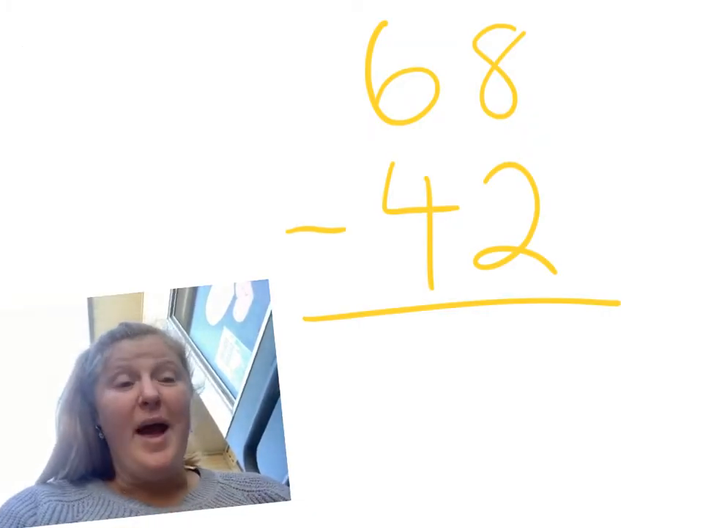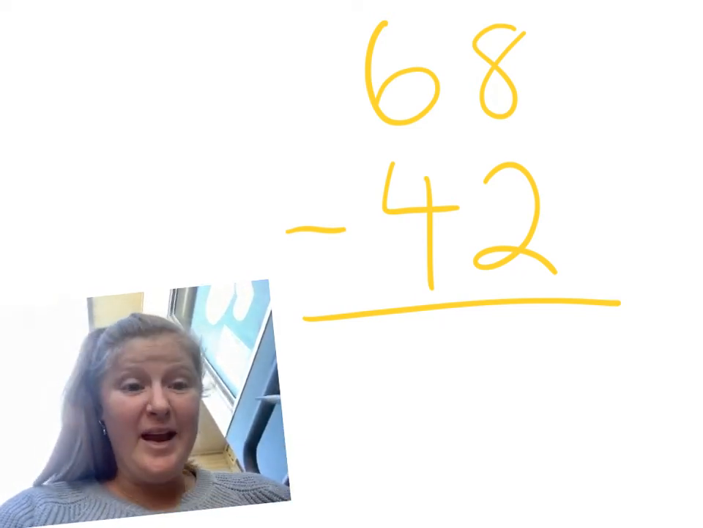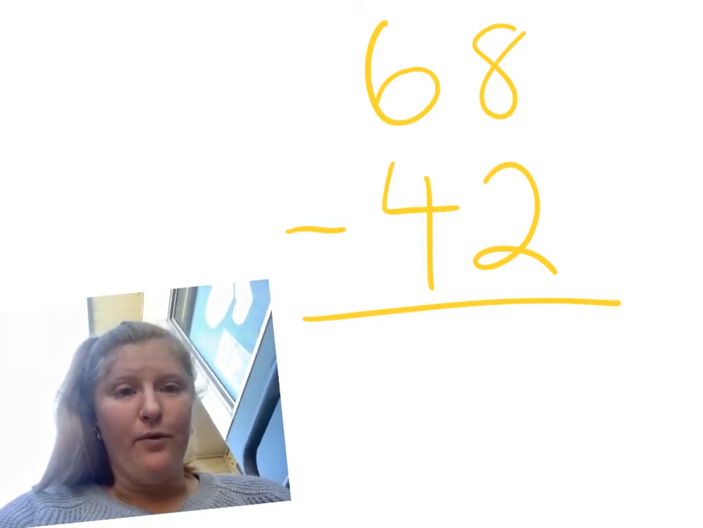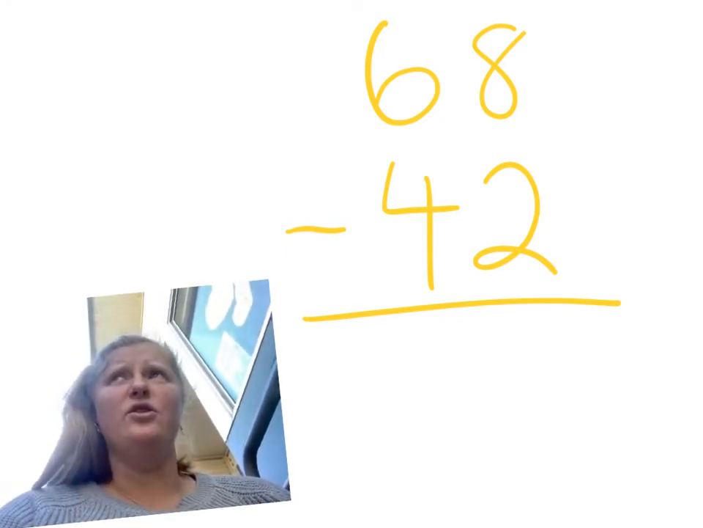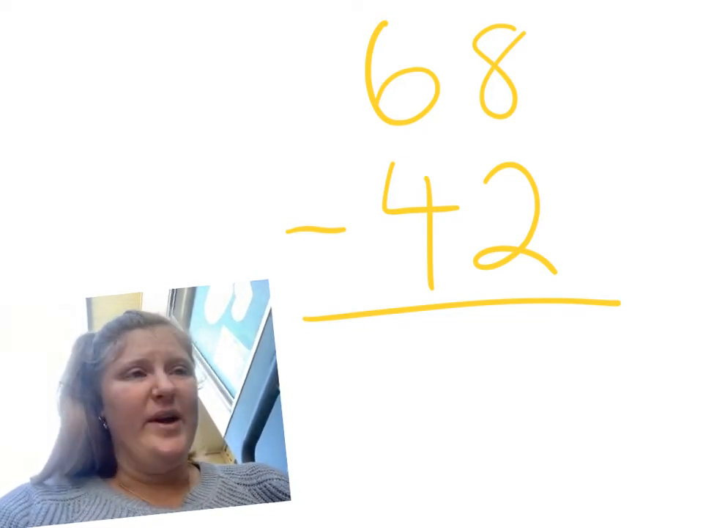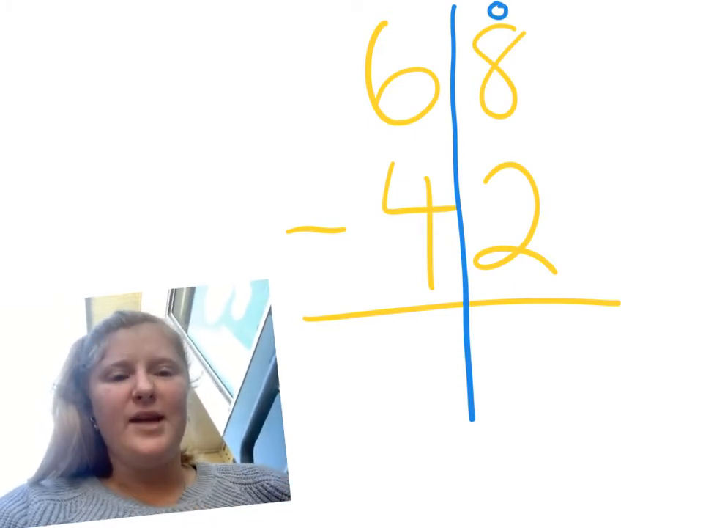So the first part of the rap explained that if there's more on top, there's no need to stop. So I can keep doing subtraction. So here I've got the equation 68 take away 42. So let's see if we can use this part of the rap in order to solve this problem. Who knows where we always start? If you said in the ones column, that is correct.